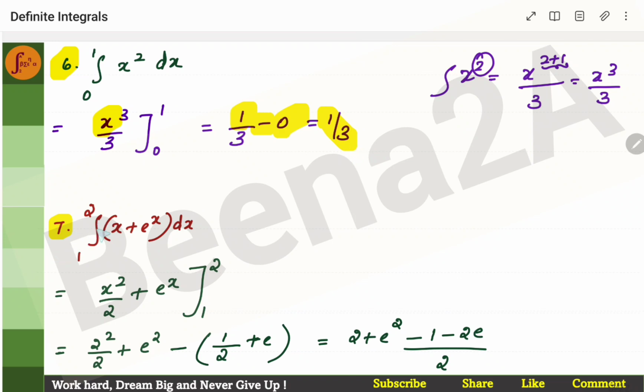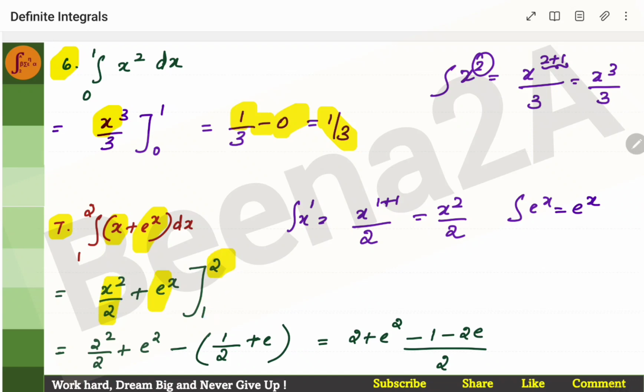Seventh problem, find the integral of x plus e to the power x. Simple. Find integral separately for this. Integral of x, you assume the power is 1. So, 1 plus 1 is 2, and put 2 in the denominator. So, it's x square by 2. And integral of e to the power x is e to the power x itself. So, you get this kind of an expression. Now, substitute 2 and 1.